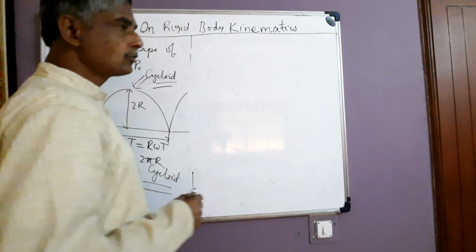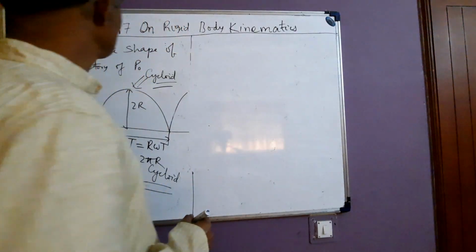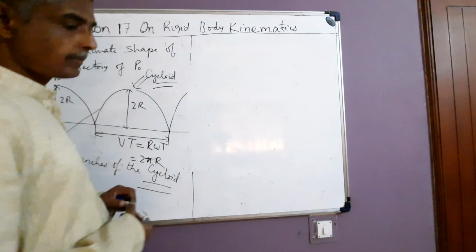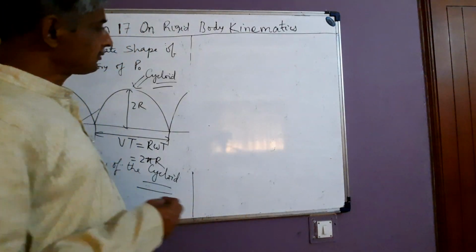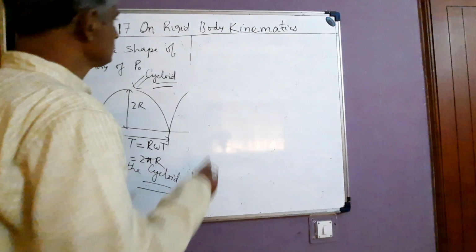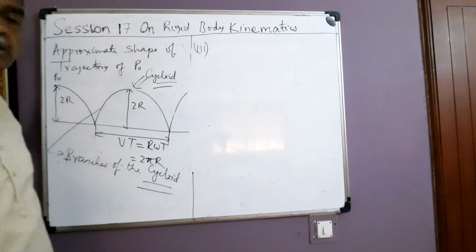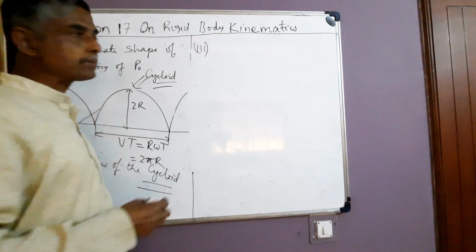First, we have to prove the relation between V, omega and R. Second, we have to draw the approximate shape of the trajectory of point P naught, and name the equation. That has also been done. Third, we have to find the distance covered by point P naught in one full rotation time period.